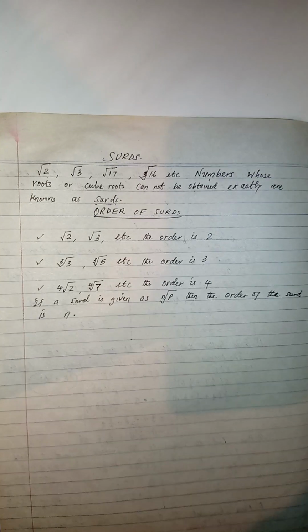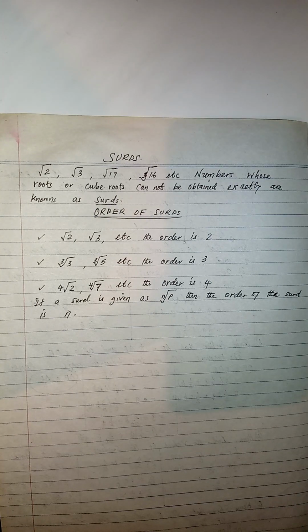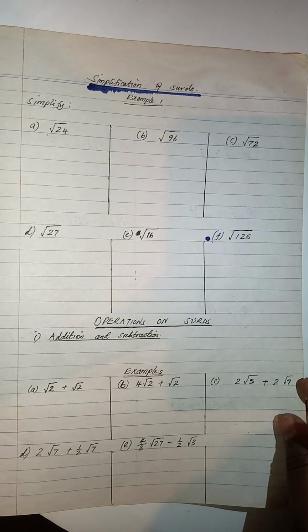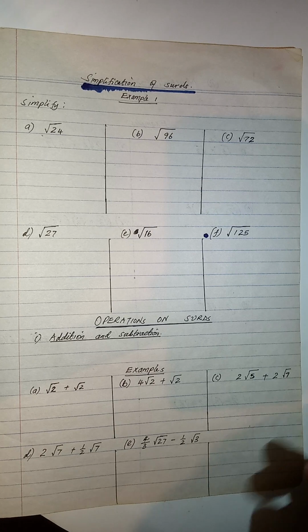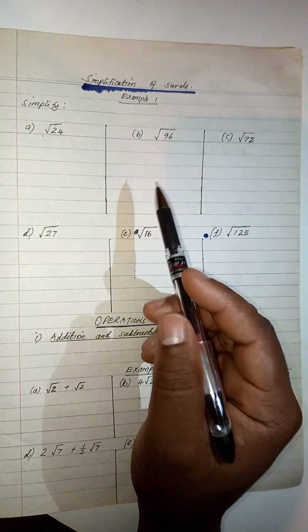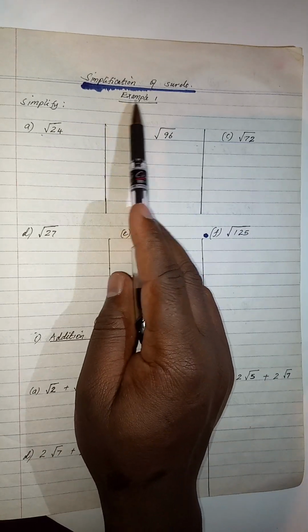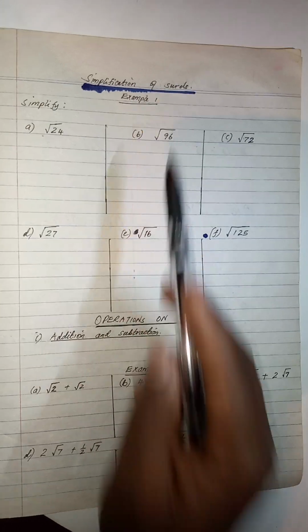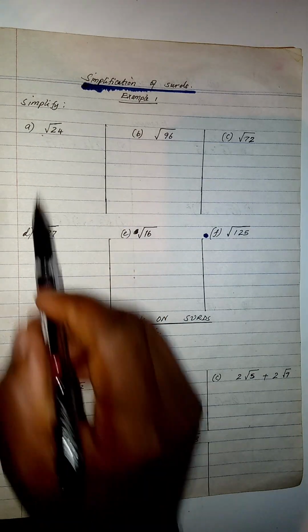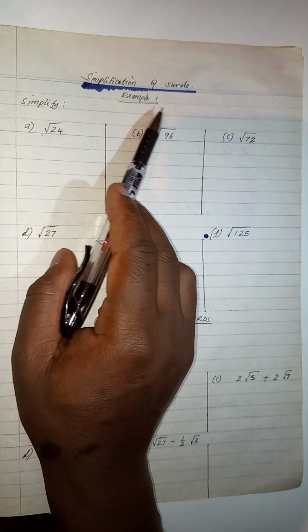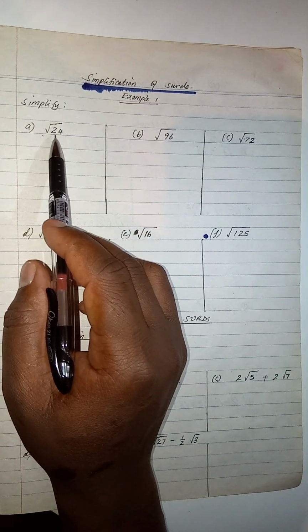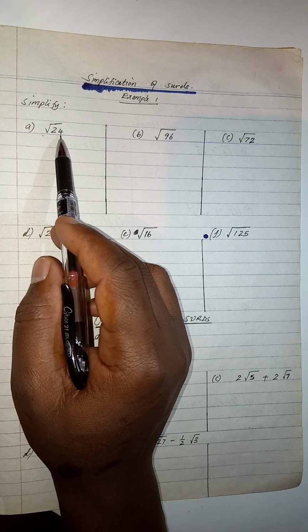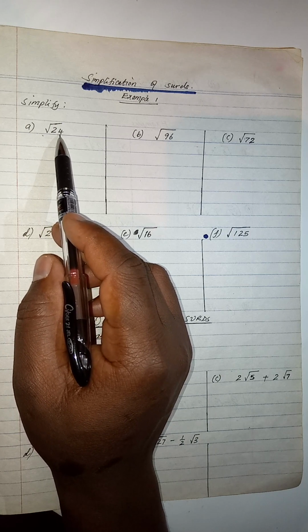Next, we want to look at operations on surds. Before we look at operations on surds, let us look at simplification of surds. The first example: simplify root 24.